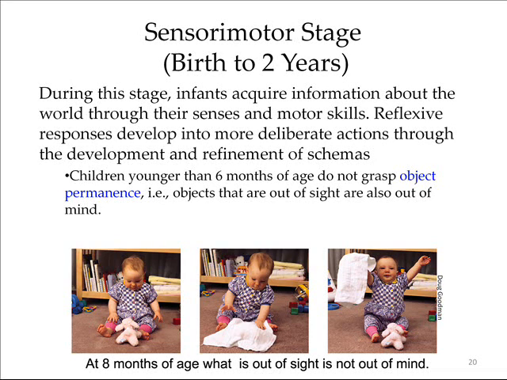They also acquire what is known as object permanence. Prior to about 6 months, infants don't realize that objects they can't see still exist. This is why babies love the game peekaboo. They really think that you've disappeared.